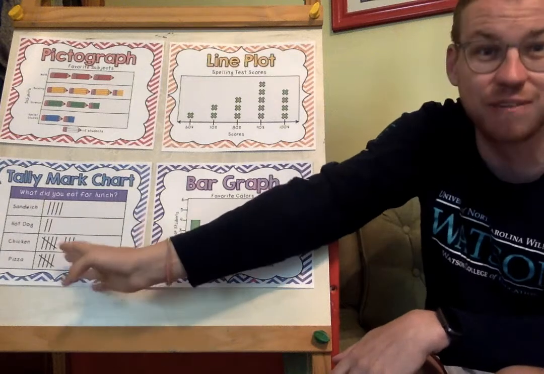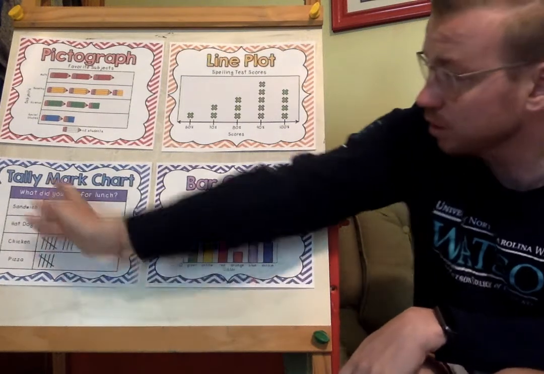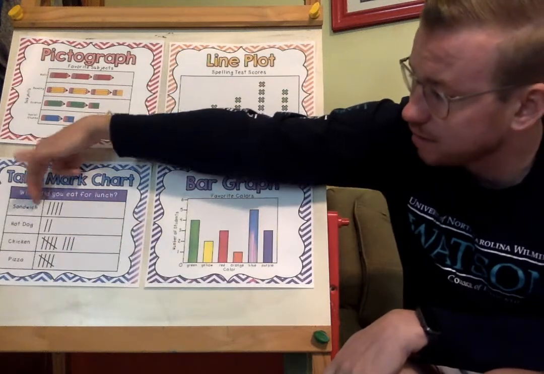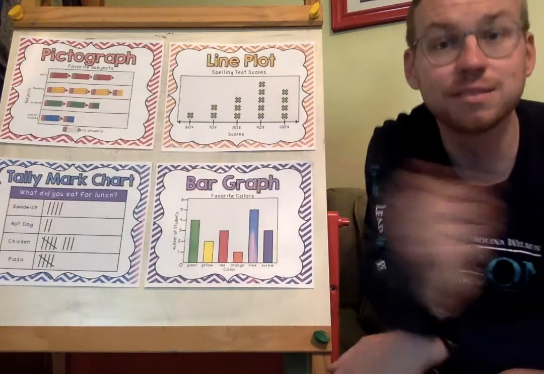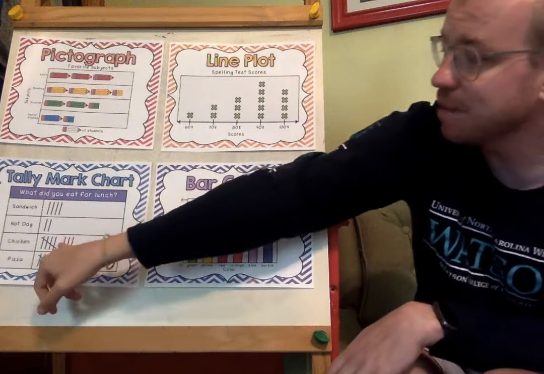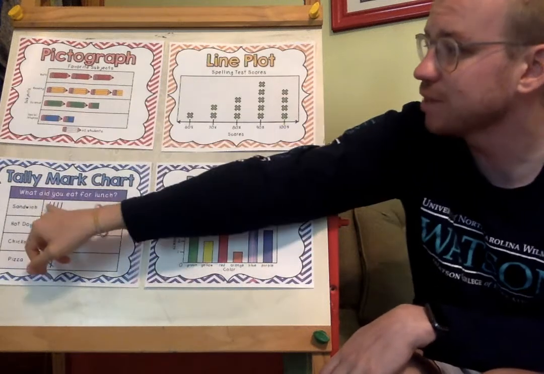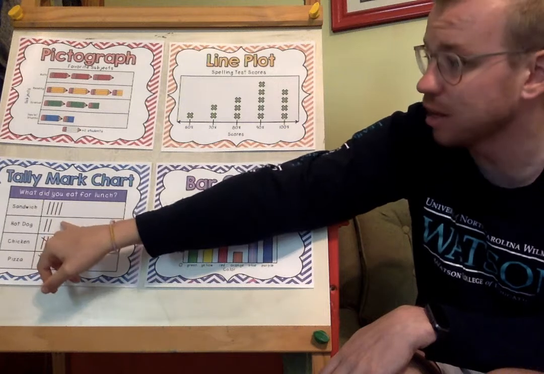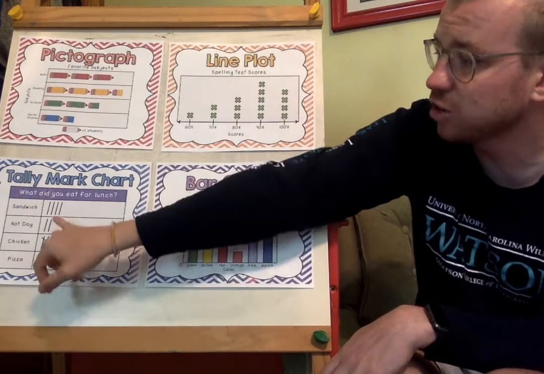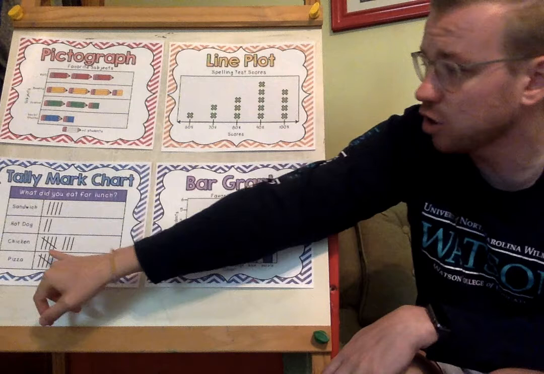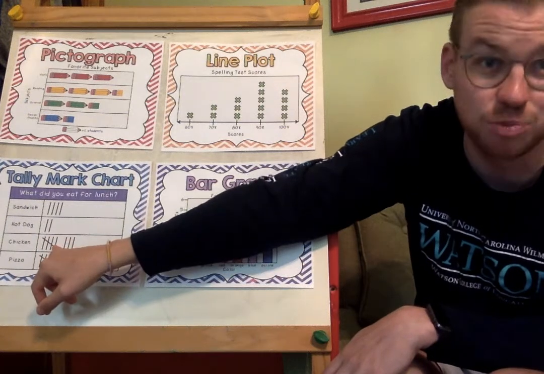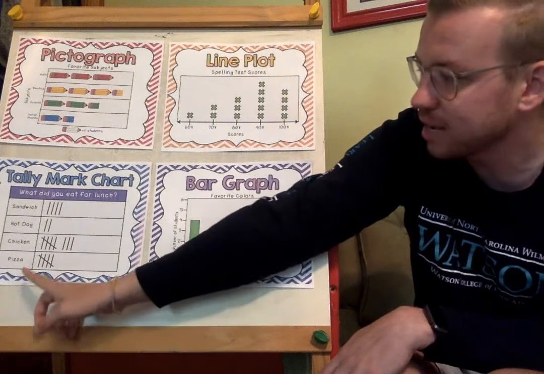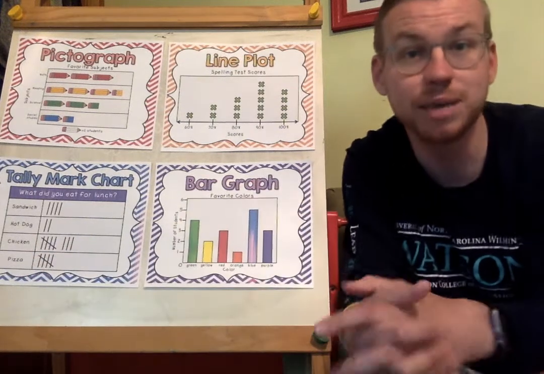Okay, the next graph I want to look at is a tally mark chart. And this is a great way for collecting data. So this was, what did you eat for lunch? And sandwich, hot dog, chicken, or pizza were the options. Same thing as with the pictograph, they use tallies to collect or display the data. So 4 students had a sandwich, 2 students liked the hot dog. Remember, when there's a cross, that's a group of 5. So 5, 6, 7, 8 students liked chicken, and 5 students liked pizza.